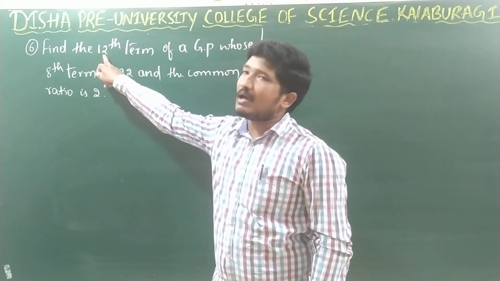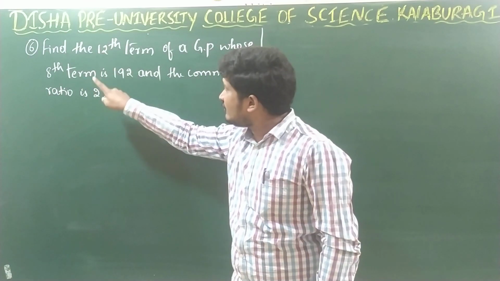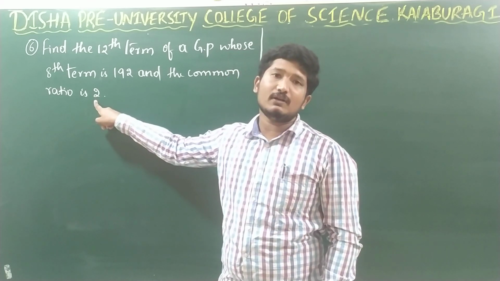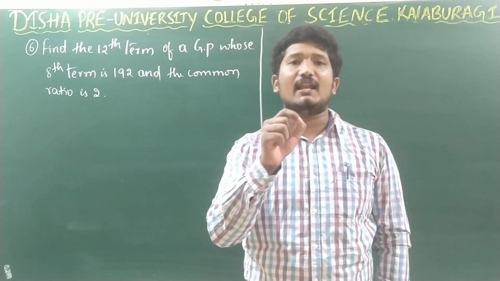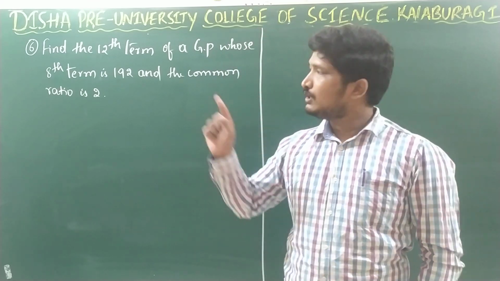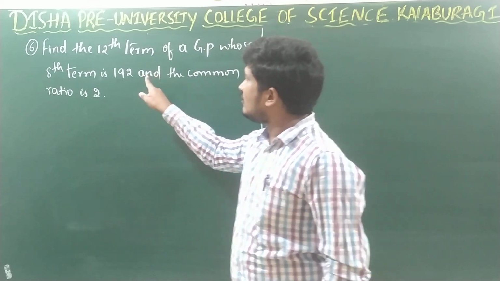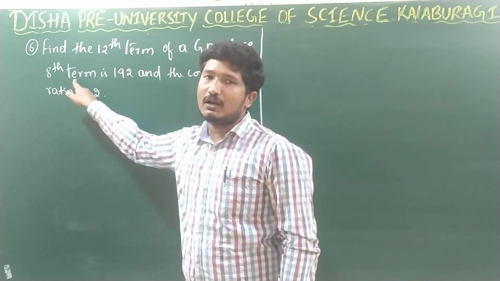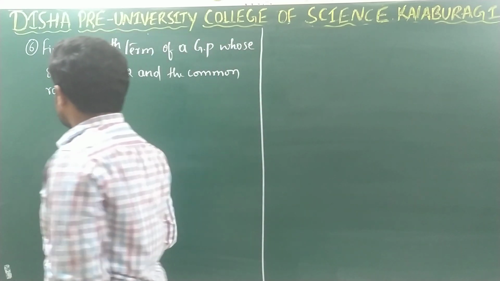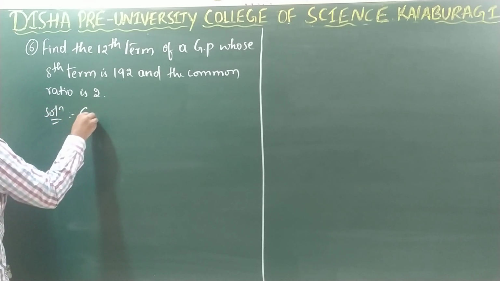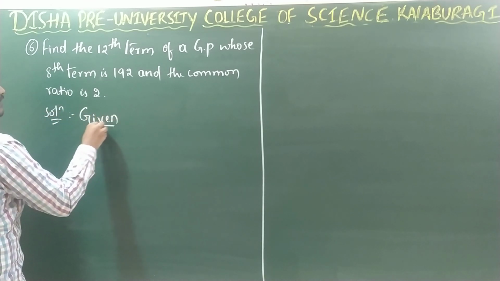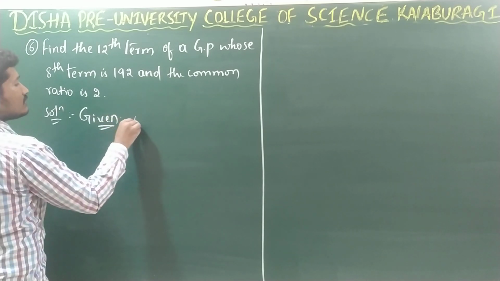So we know the value of n, and we are also given the value of r. The only value we need here is the value of a. So let us calculate the value of a using the given term. So let us solve this. Solution. First, we will write the given terms. What is given for us?